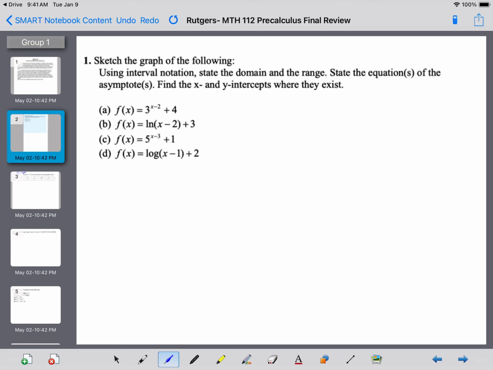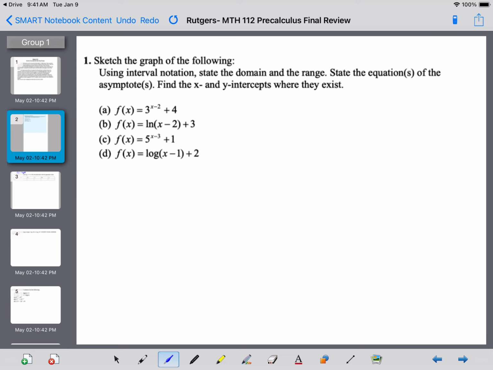So the first question states, sketch the graph of the following. Using interval notation, state the domain and the range, state the equations of the asymptotes, and find the x and y intercepts where they exist. So looking at question A, it shows an exponential function. And we know this because there is a variable in the exponent.